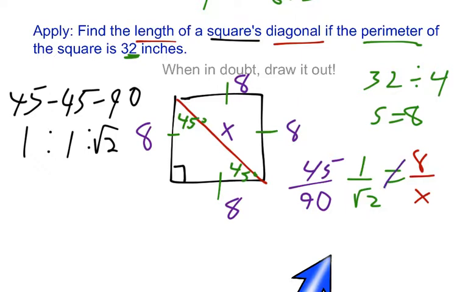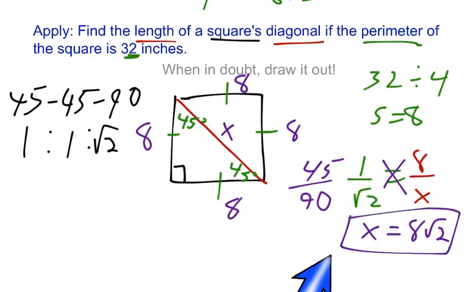And again, I can cross multiply or I can do the shortcut. I'm just going to show it with the cross multiplying. So square root of 2 times 8 is 8 square root of 2. X times 1 is x. And that's it. And I could do 8 square root of 2 in my calculator. That just means 8 times the square root of 2.